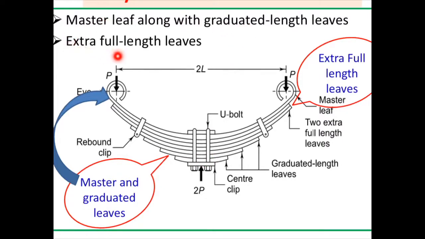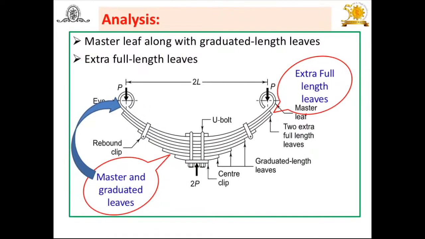And another group is the extra full length leaves, these two here having the same length. That means what we have to do is divide these leaves into two groups. One is the master leaf along with the graduated leaves, and the second one is the extra full length leaves. That's why I have written here, these are the two groups. Let us see what to do.